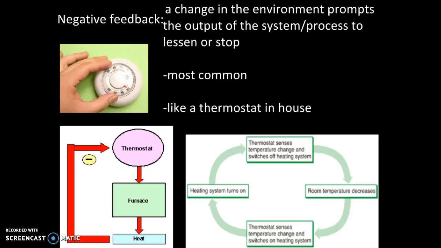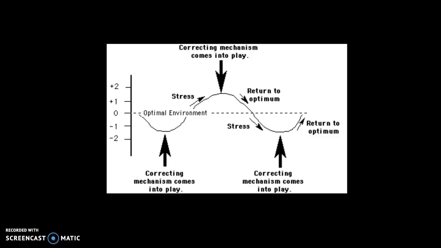Negative feedback is when the change in the environment prompts the output of the system or process to lessen or stop. This is more common. A great way to describe a negative feedback loop is a thermostat. You set your thermostat at a specific temperature. When it gets too cold, your furnace will kick on and raise the temperature of your house back up to that certain temperature. When it gets above that temperature, your thermostat will regulate that, and your furnace will shut off. So over time, it's an up and a down and an up and a down, but the overall effect of a negative feedback mechanism is this balance, this optimal environment. So below and above and below and above, but the overall effect is a stable environment.